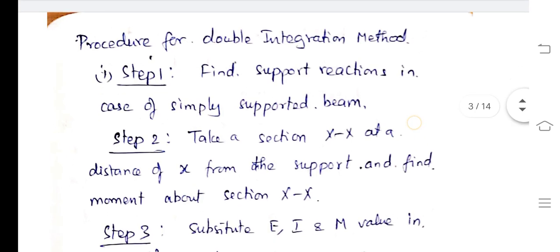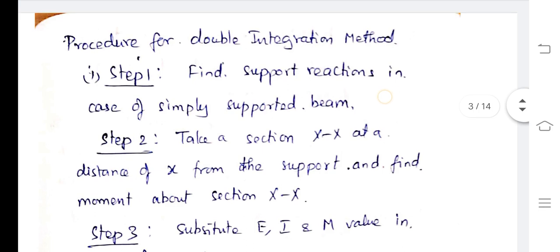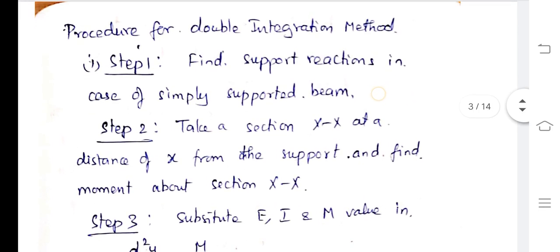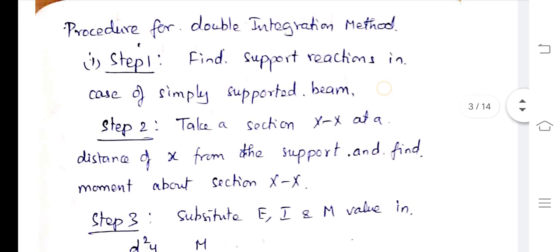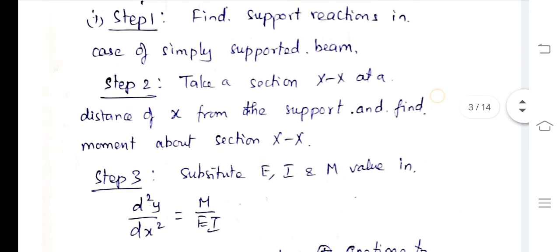Okay, let's start with the procedure. Step 1. First, find out the support reaction in case of a simply supported beam, but in case of a cantilever beam there is no need to find out the support reactions, that is RA and RB. Step 2.